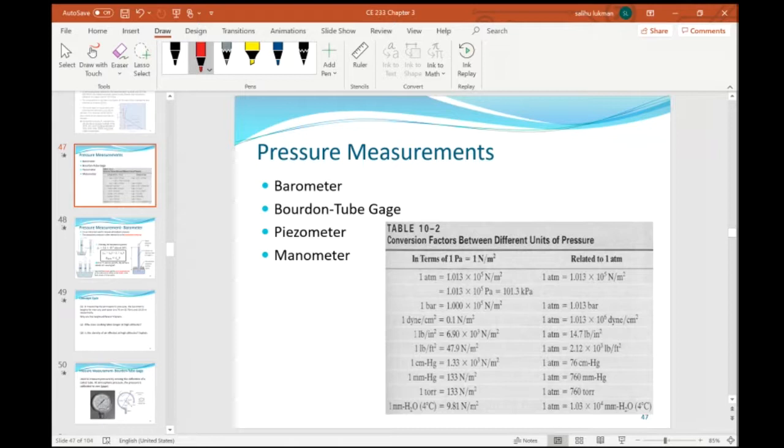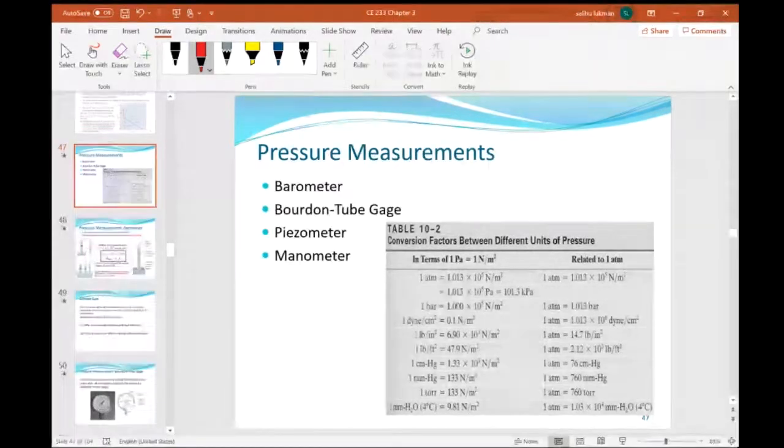Now pressure measurements. For pressure measurements, we can use a barometer, a Bourdon tube gauge, a piezometer, or a manometer. Okay. When I started explaining the piezometer, the manometer.